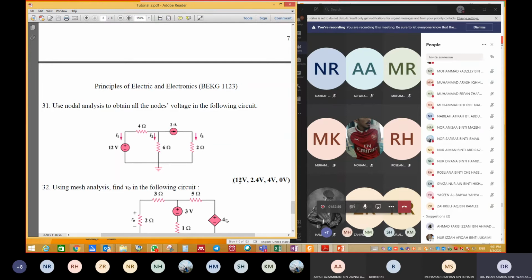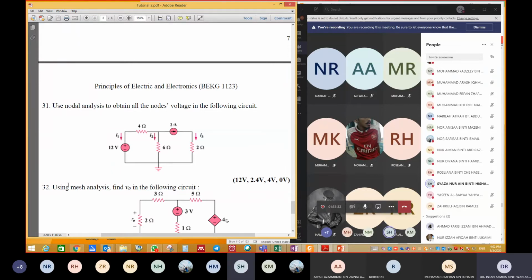So assume that 12 volt is here. So the node voltage, if you put the node here, V here is equal to the voltage source, 12 volt. And then V here, 2.4 volt is the voltage here. And then 4 volt is the voltage here. It is the voltage of 2 ohm. And then 0 volt is the voltage at the ground. Okay, ignore the question here.